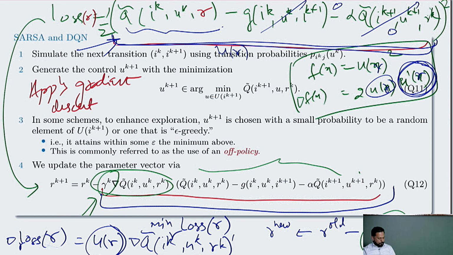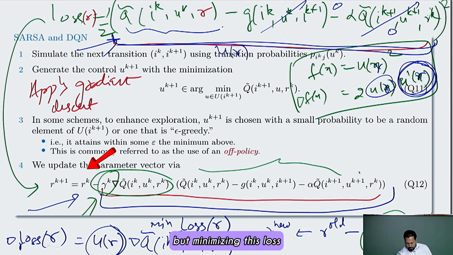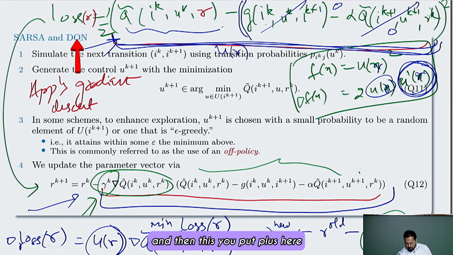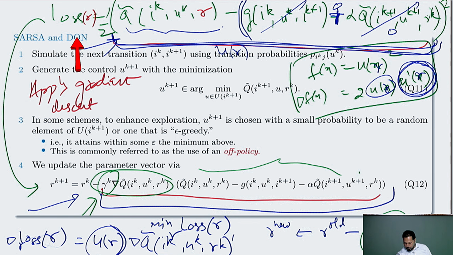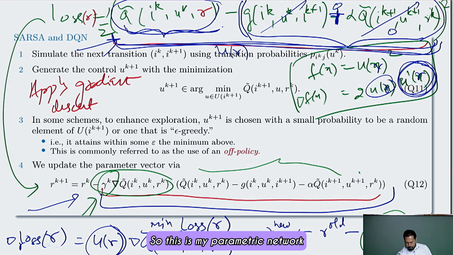Okay. So from an optimization point of view, what we see is that this way of updating the parameter is nothing but minimizing this loss. You can also make this inside the bracket, and then you put a plus here, and then this whole thing is closed. So basically this is trying to predict this in the loss, right? This is my parametric network, parameterized by R, predicting this as a label.